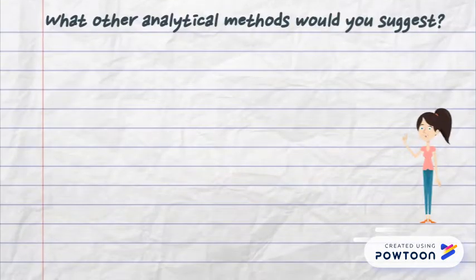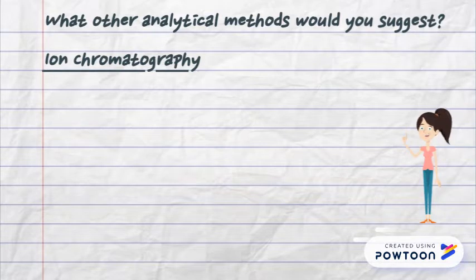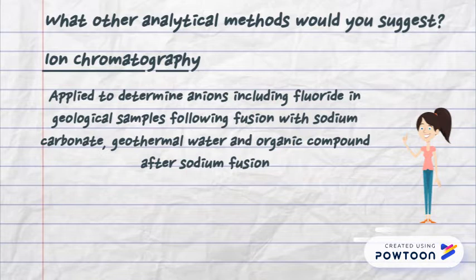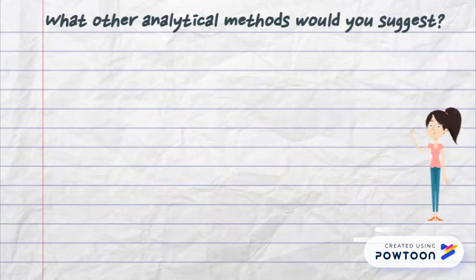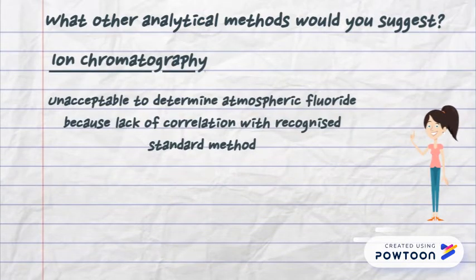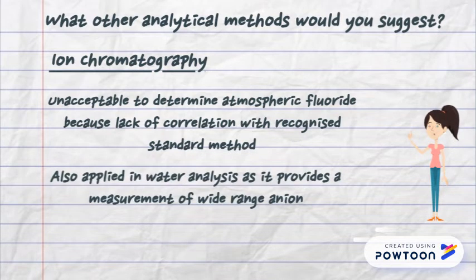Other than the photometric method, ion chromatography can also be used to determine fluoride concentration. Ion chromatography was applied to determine anions including fluoride in geological samples, following fusion with sodium carbonate, geothermal water, and organic compounds after sodium fusion. However, it is unacceptable to determine atmospheric fluoride because of lack of correlation with a recognized standard method. Ion chromatography is applied in water analysis as it provides a measurement of a wide range of anions.